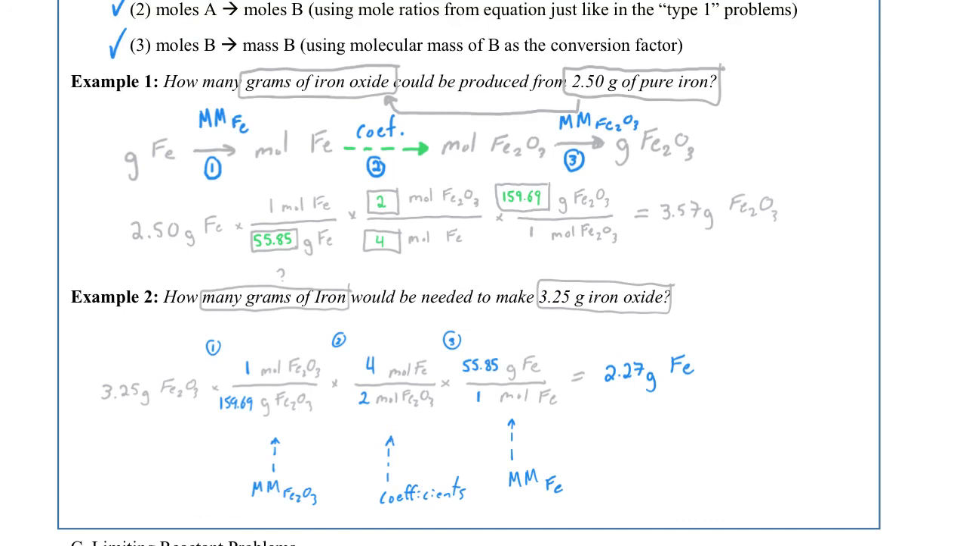In the next lesson, we will learn how to take this into account. We will also learn that there are situations in which you don't have enough of one of the starting materials to react with all of the other starting material. We call these limiting reactant problems, and we'll learn how to handle those as well.